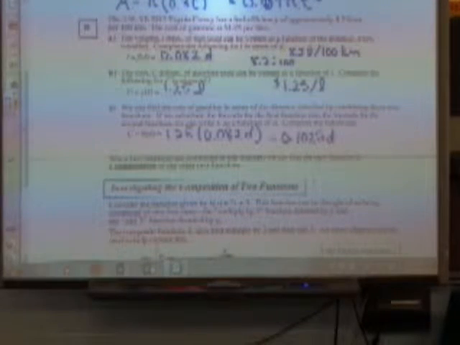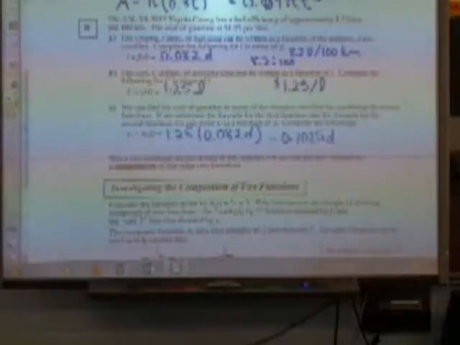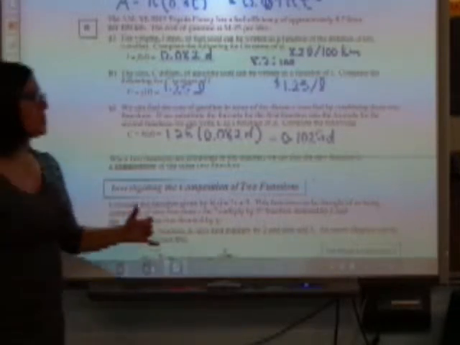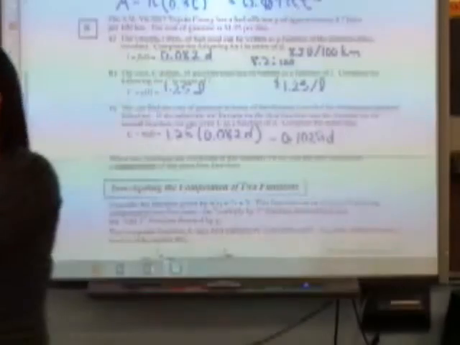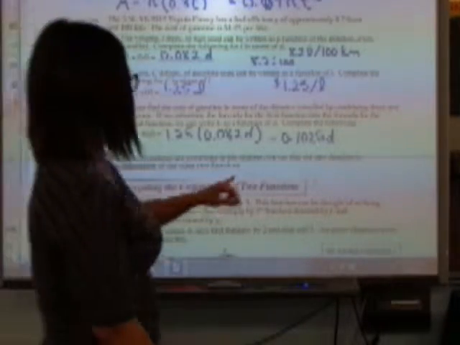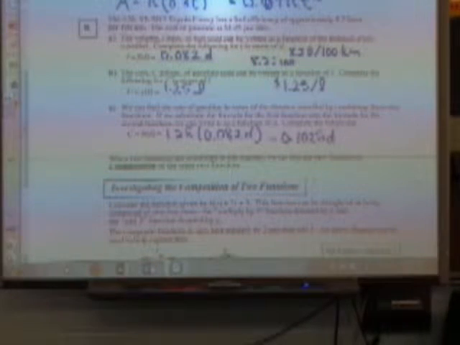So what that means is if I drove 50 kilometers, if I substitute 50 into this equation, I would get what it would cost me, which would be $5.125, I think, something like that. If I drove 100 kilometers, I can multiply this by 100, and I would determine, oh no, not 50, it should be $5 and 12.5 cents. If I drove 100 kilometers, it would cost me $10.25 to drive that 100 kilometers.